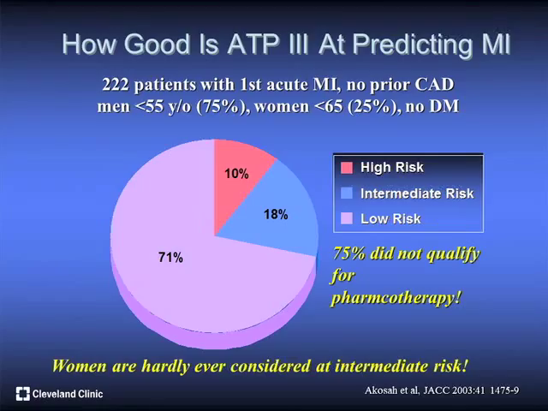This holds more true in females, where till you are 70 or 75, you don't even make it to the intermediate Framingham risk score. And so females are grossly underrepresented when it comes to your risk factor prediction. So what we do need is something beyond standard risk factor prediction.